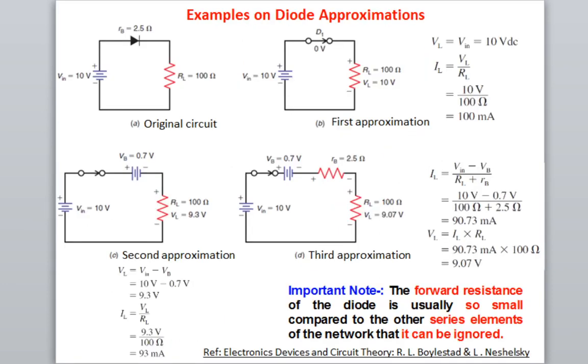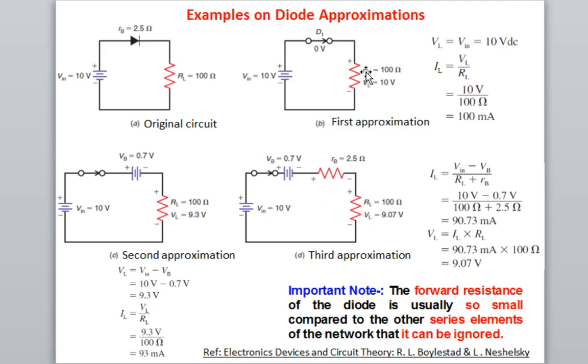So whatever voltage you have applied, the total voltage will appear across the load resistance. This input voltage will be exactly equal to the load resistance voltage. That is why I have written 10 volt here and 10 volt here. Because there is no voltage drop across the diode, this whole voltage will appear across the load resistance. This VL will be equal to 10 volt.